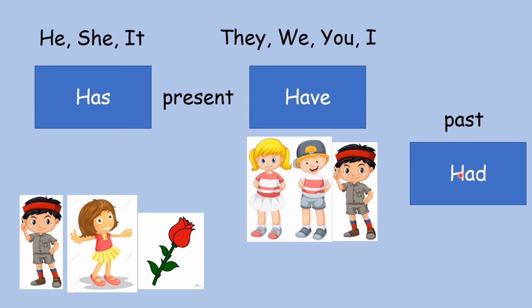So let us revise. Has and have are in the present tense, what is happening now. And for the word has, you use pronouns like he, she, or it. And for the pronouns they, we, you, or I, you have to use have. But had can be used with all these pronouns.